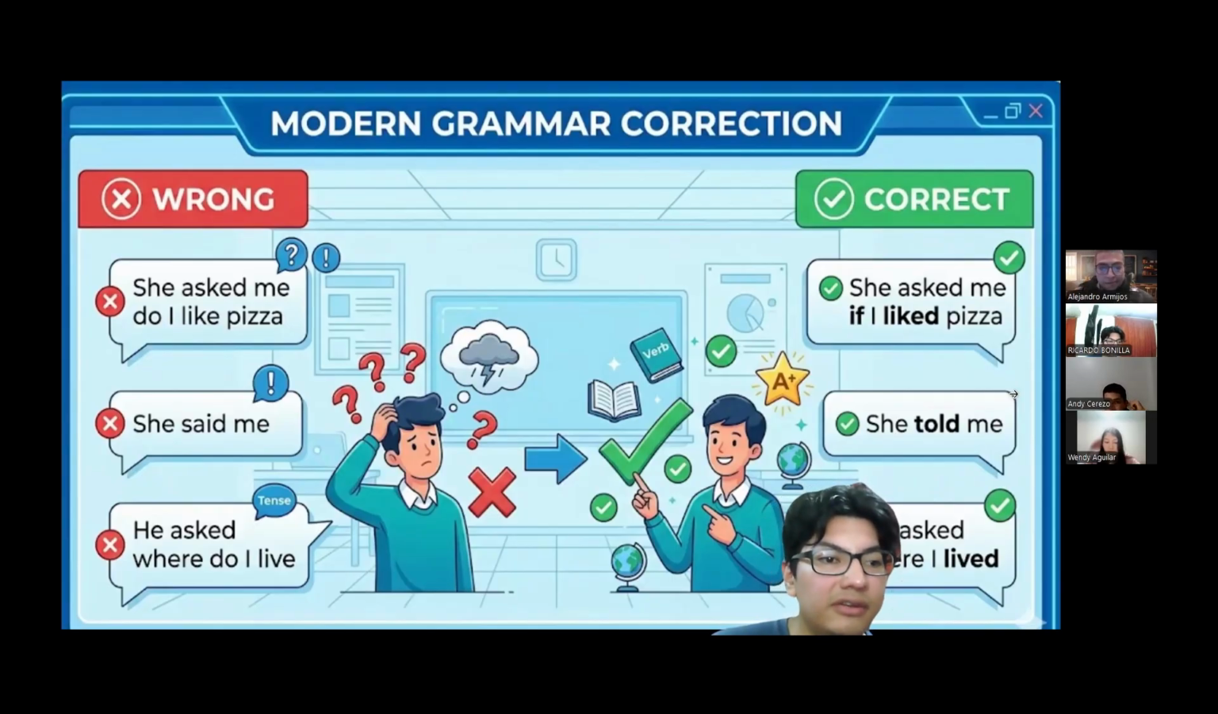Here we change the question structure. We do not use the auxiliary do. The sentence becomes a statement structure. Mistake number three: she say me is incorrect, and the correct is she told me. Remember that tell needs a person. For example, she told me, he told you, they told him. This difference is important because they are not used in the same way. Now, let's continue with our final activity.